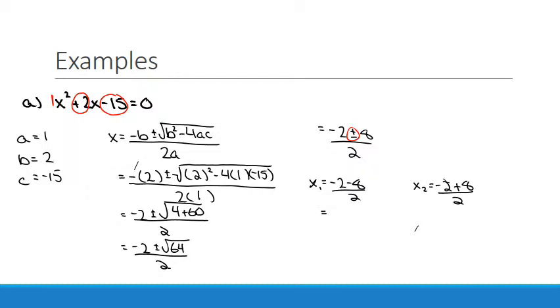I'll finish my first answer now. Negative 2 subtract 8 is negative 10, divided by 2, negative 5, my answer there. For my second one, negative 2 plus 8 would be 6, divided by 2, 3. So my two answers would be negative 5 and 3. And remember, these are the values of the x-intercepts. Alright, so that is an example of the quadratic formula.